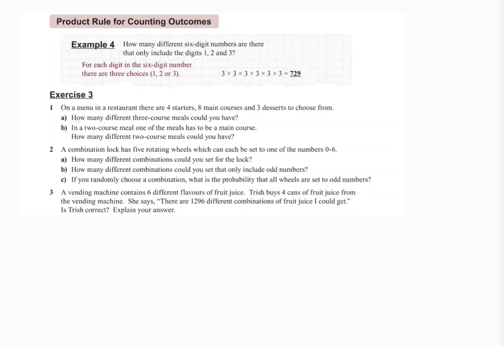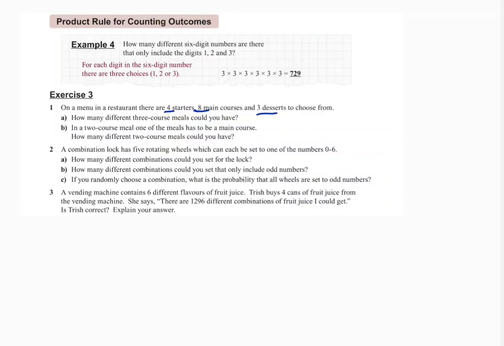So let's start with the first question. It says that on a menu in a restaurant there are 4 starters, 8 main courses, and 3 desserts to choose from. As you can see, these are the numbers of ways, if you like. And the first part asks how many different 3-course meals could you have?